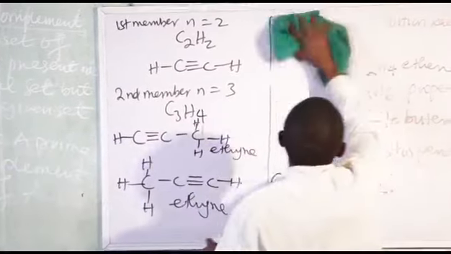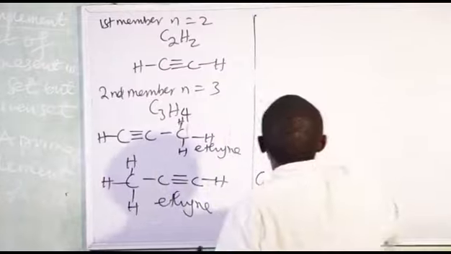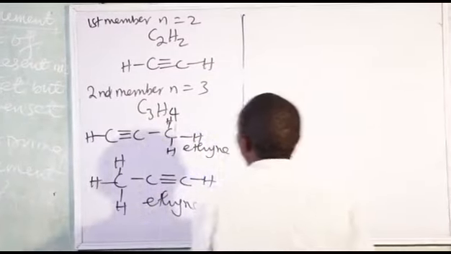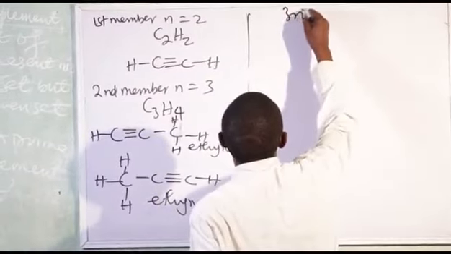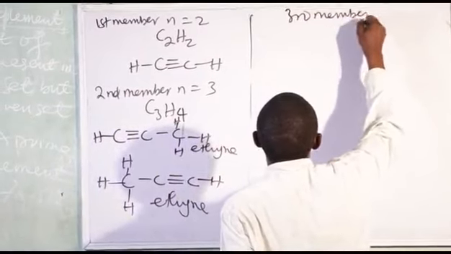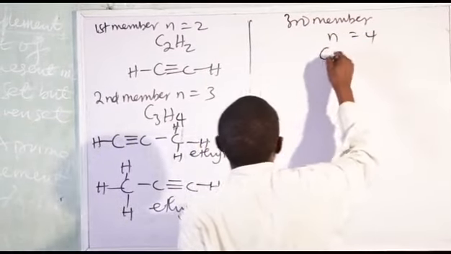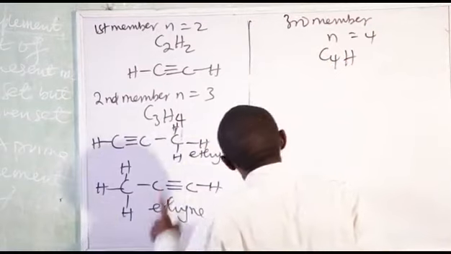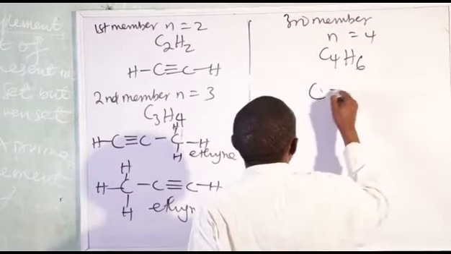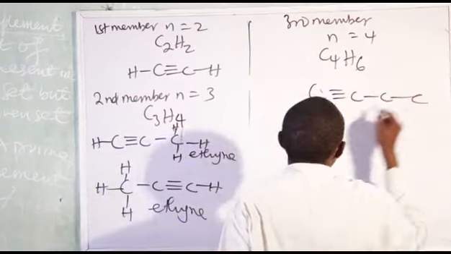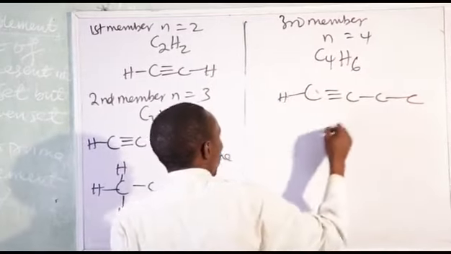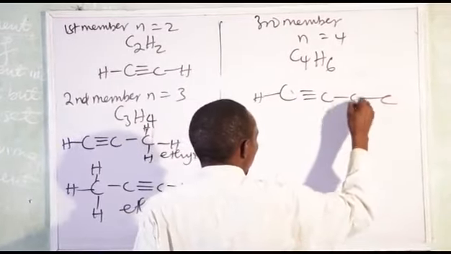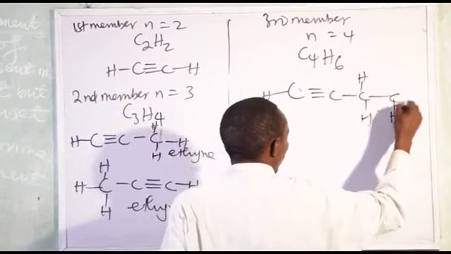Our third member, with n equals 4. When n equals 4, I will have C4. 4 times 2 minus 2 is 6. So our triple bond can be in the first carbon, and I will add hydrogen to make 4. This is 4 already. This is 1, making 4.